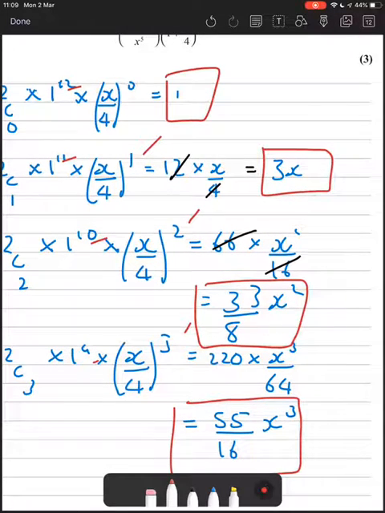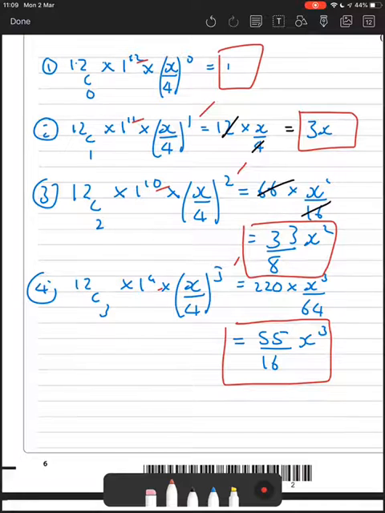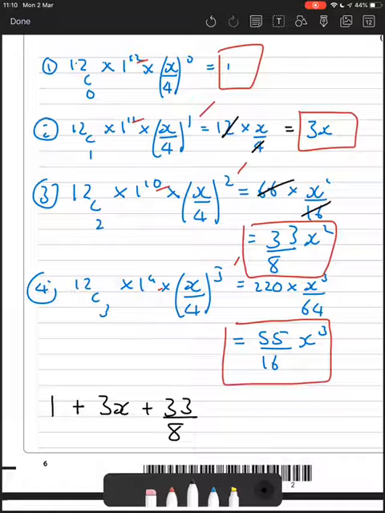So we've done the working out. Now the only danger of doing this method is that we haven't actually written the solution down. This is the only danger of doing it like this. So we need to write that all out. So we've got 1 plus 3x plus 33 over 8 x squared plus 55 over 16 x cubed. And that is our expansion, which I've done quite a lot of working out there.